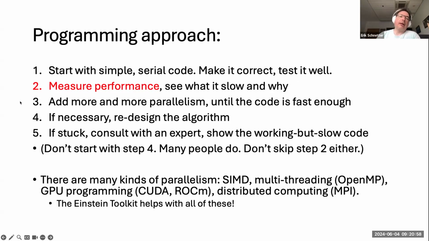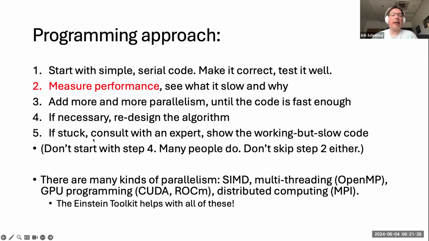For example, you can add more and more parallelism slowly. You can add multi-threading or distributed memory parallelism, improve the loops until the code is fast enough. And sometimes you get stuck. The algorithm that you're using, maybe you can't make it faster. If necessary, you can redesign the algorithm. And if you're stuck, you can consult with an expert. And that is much easier if you already have a working code that's just too slow. It's easier than designing something new.